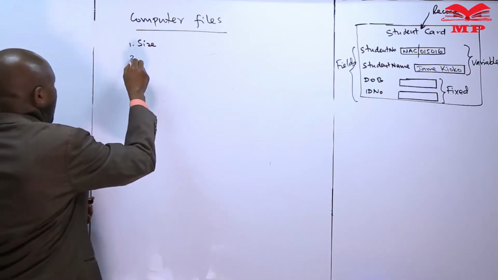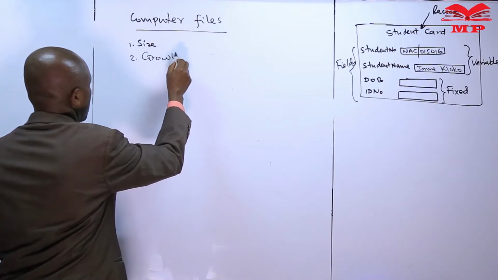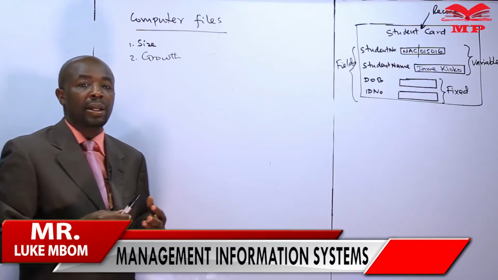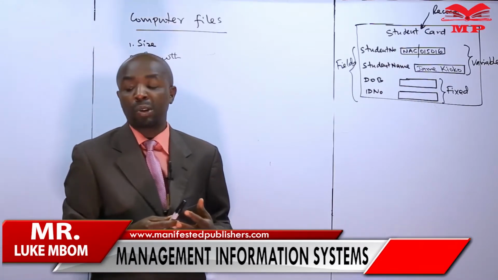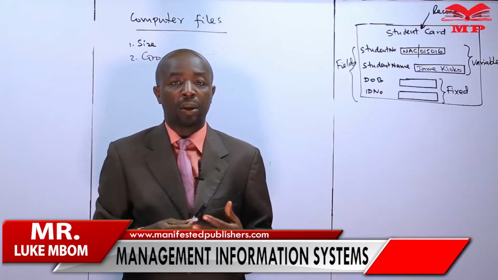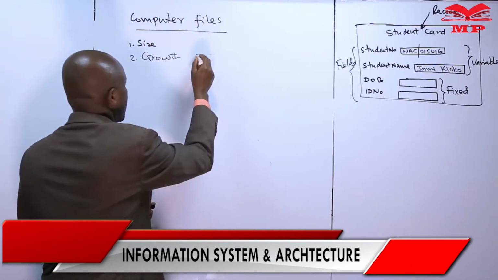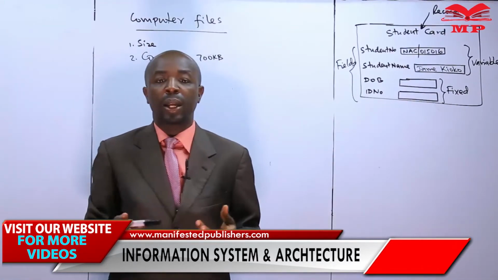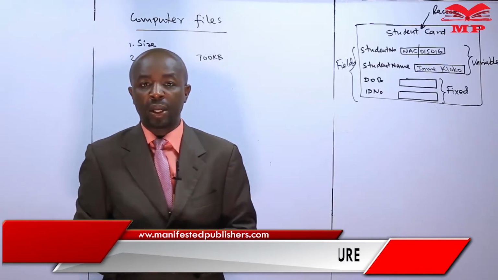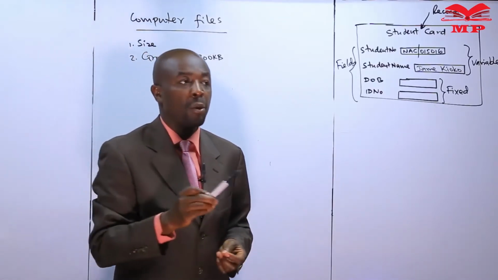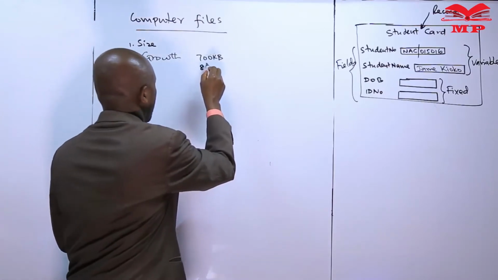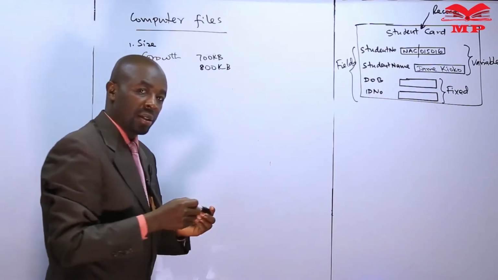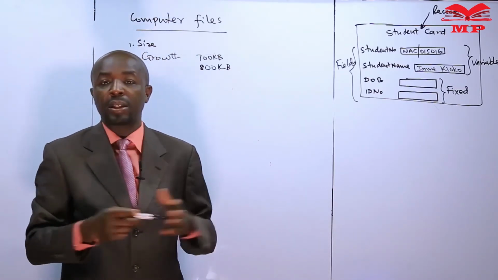The other characteristic of the file is growth. What does this mean? Computer files usually increase in size. Today I have a file which we're calling the student CV file, and that file could be around 700 kilobytes. But as you continue to go to class and do more courses, let's say you pass your level 4 and you update your CV, the file could now be 800 kilobytes. The growth talks about the increase in the size of the file.